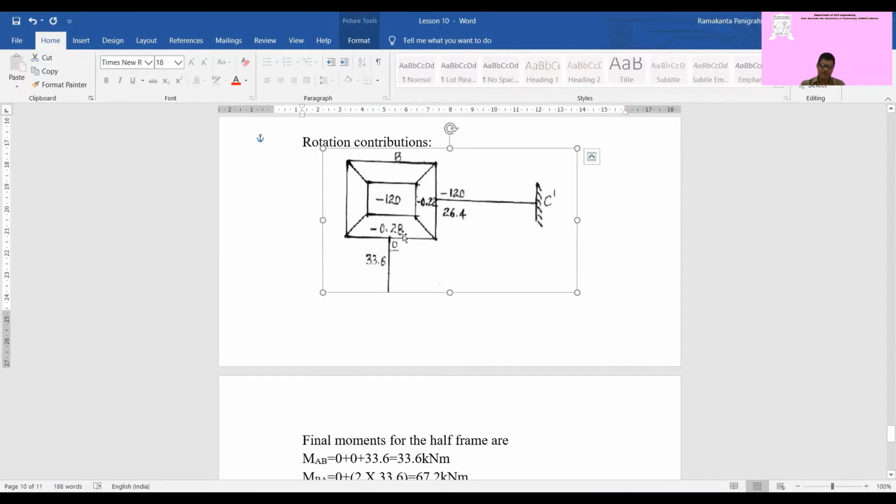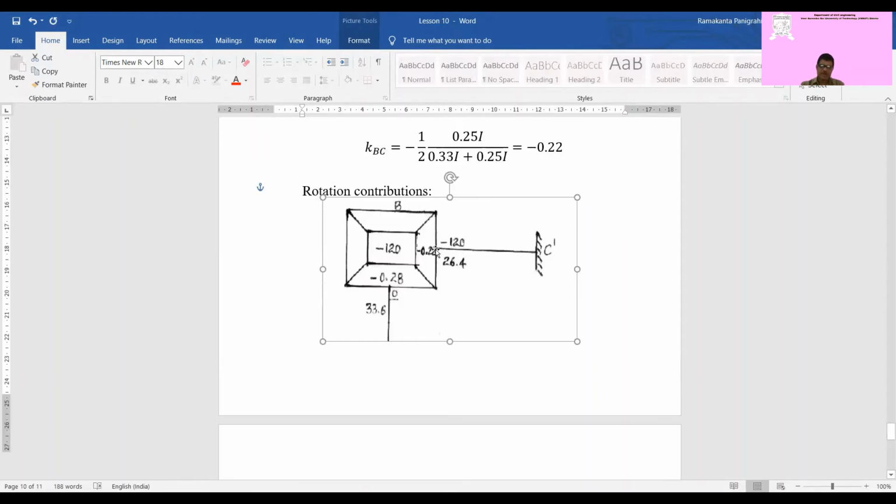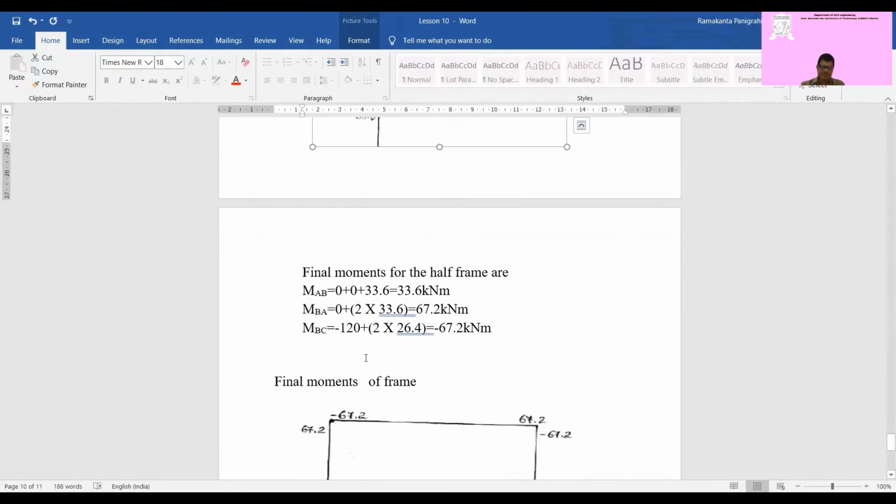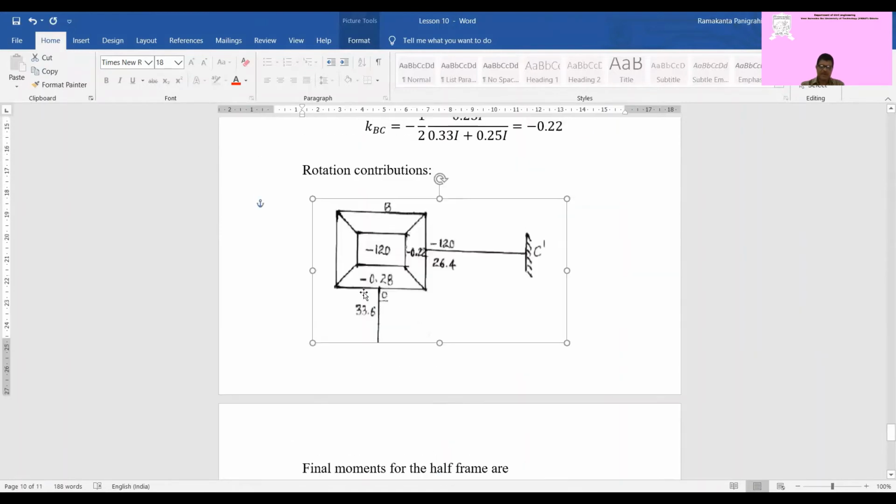We multiply with minus 0.28 into, in the bracket, 120. Directly it is being done. If you want to do this, you can write down here that whatever the rotation, this is how this value comes. This value is equal to minus 0.28, the rotation factor, multiplied with the fixed end moment, minus 120. Then the rotation contributions of the far end, both will be 0 and 0. So from this end it will be 0, it is fixed. From this end it is fixed, so 0. So this value comes out to be.